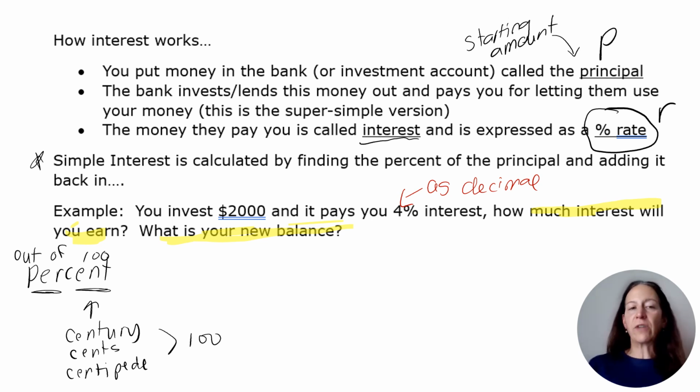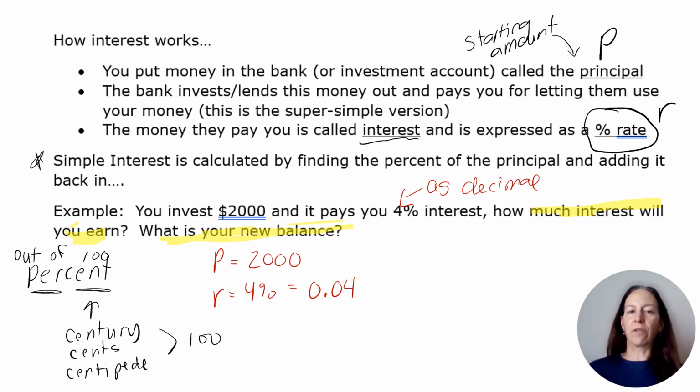So my strategy, what I'm going to recommend that you do and even require you to do, is to list what you know. So we know that the principal here is $2,000, and we know that the interest rate is 4%. Now we do need that 4% as a decimal, and the way you do that is you move the decimal point 2 places to the left. That has to do with that out of 100, you're actually dividing by 100, and that will move the decimal point over. So that's literally what's happening there.